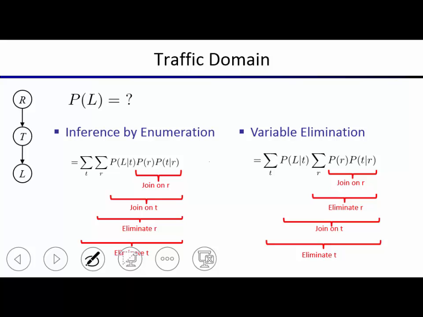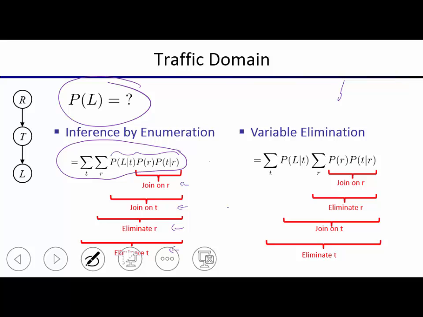So, mathematically, what does that look like? This is our running query. What's the probability distribution for L? If we run inference by enumeration, this is what the math looks like. We multiply together all factors in the base net. Then we sum over each of the hidden variables to get the answer to the query. In terms of table manipulation, this is a join on R followed by a join on T, followed by an eliminate on R, followed by an eliminate on T. On the right, what we see is variable elimination. What variable elimination does is interleave the joins and the eliminates.